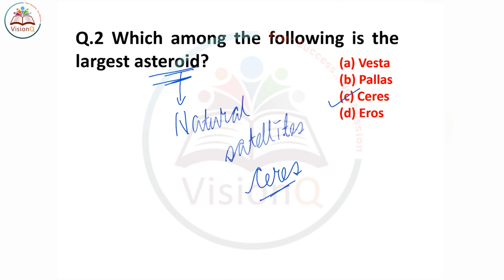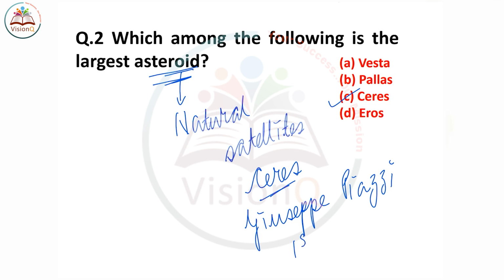And if I talk about Ceres, it was discovered by an Italian Catholic priest whose name is Giuseppe Piazzi, in the year 1801, on 1st January 1801. So this is the largest asteroid discovered ever. The correct answer is option C, Ceres.